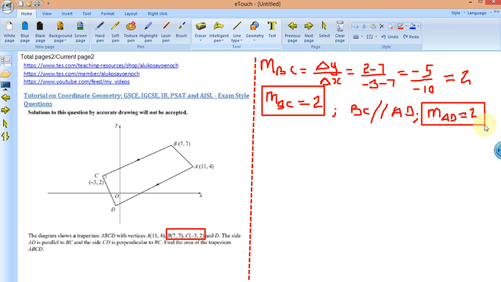Now, the best thing for me is just to go for the equation of... what are we asked to find though? Oh my, this is a serious mistake. I'm sorry about that. This is minus 5 over minus 10, that is 1 over 2. I don't need to waste my time, so I'll just clean this. This should be half, not 2.